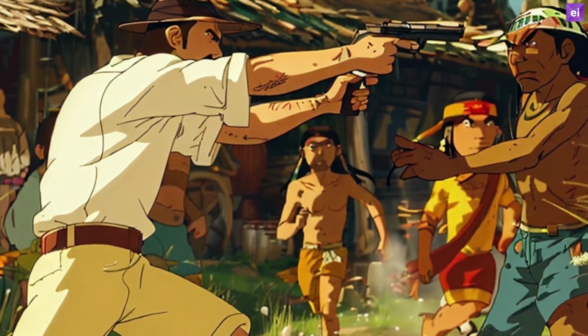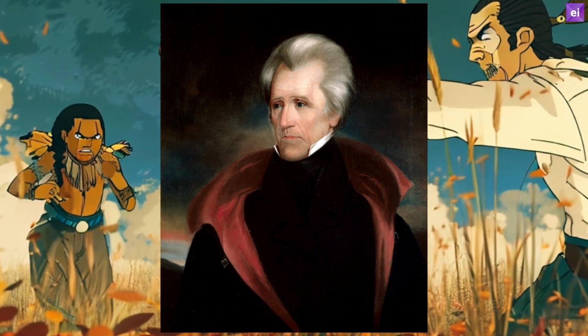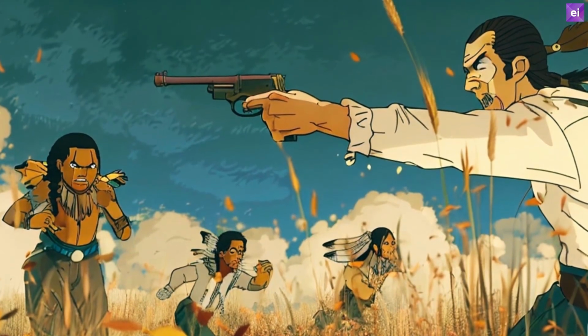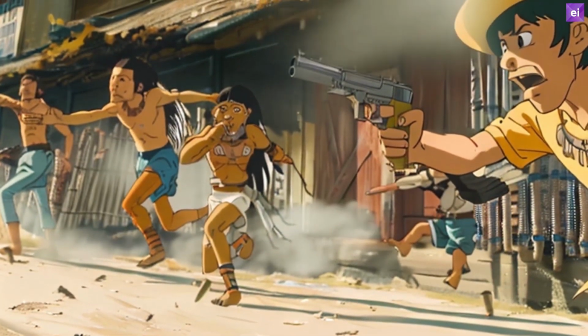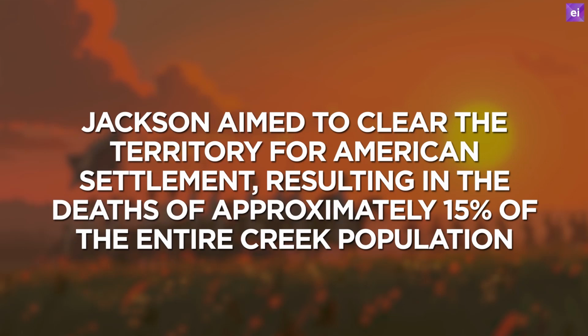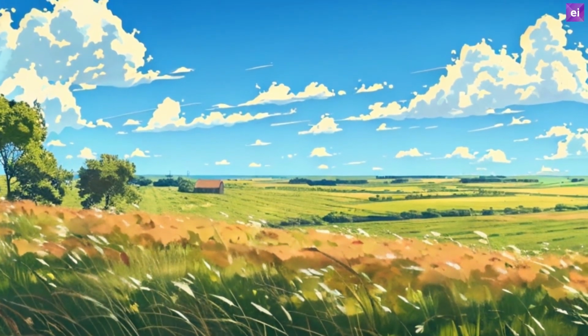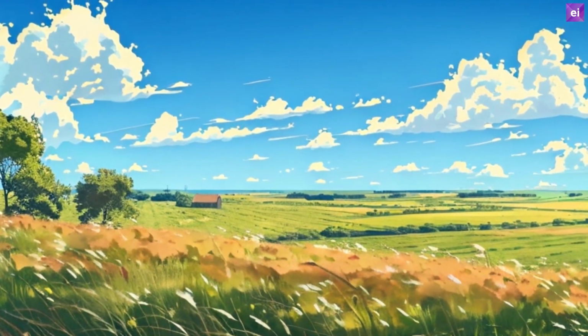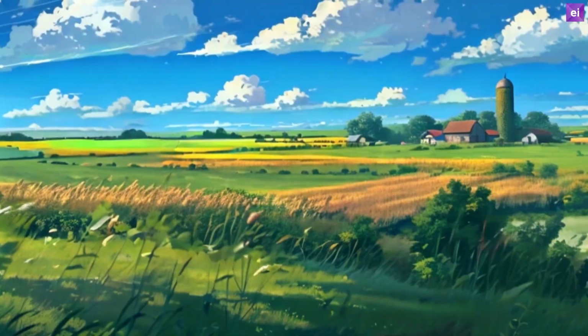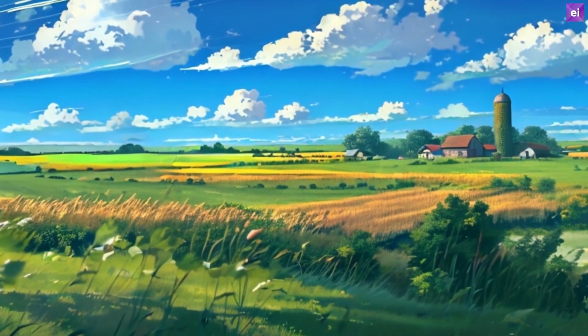In March 1814, General Andrew Jackson dealt a severe blow to the Creek Nation's military strength in the Battle of Horseshoe Bend, fought in the Mississippi Territory. Jackson aimed to clear the territory for American settlement, resulting in the deaths of approximately 15% of the entire Creek population. The subsequent Treaty of Fort Jackson compelled the Creeks to surrender 23 million acres of land and pledge never to ally with the British or Spanish against the Americans.